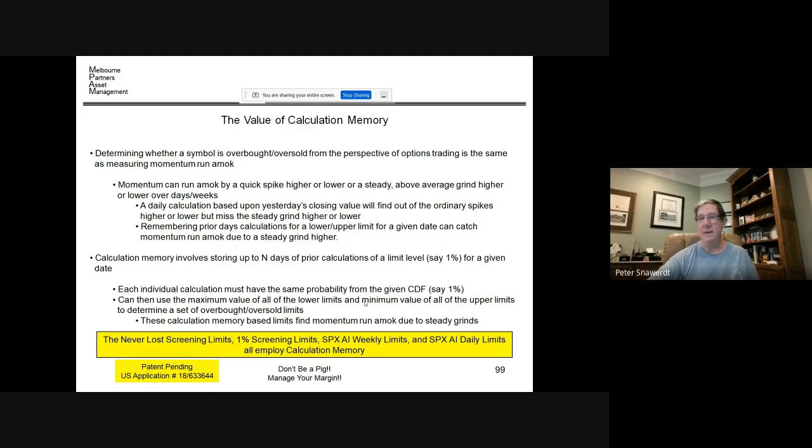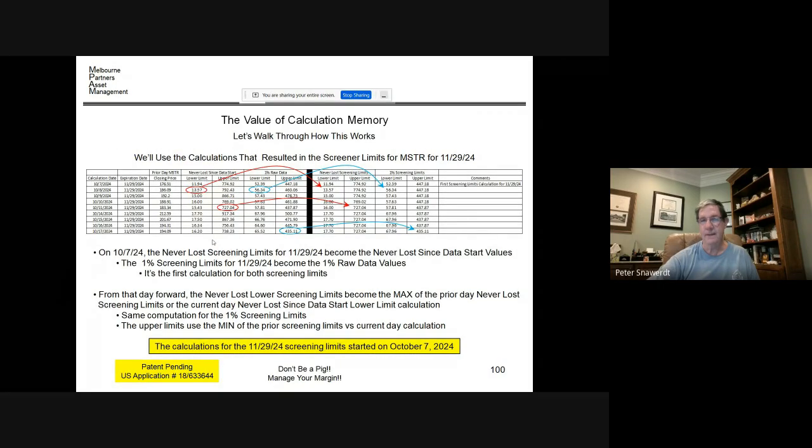Any question on using calculation memory? Basically this portion of this slide. Any question on this part yet? Okay, so let's walk through how this works. It's been about a year since I went through this, so we'll be doing this together.